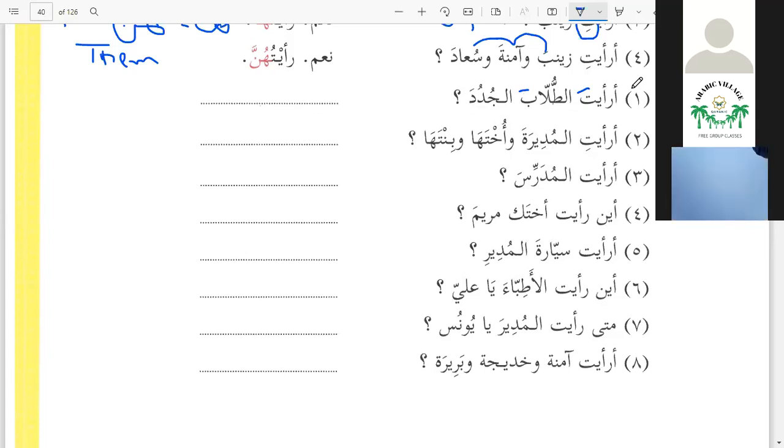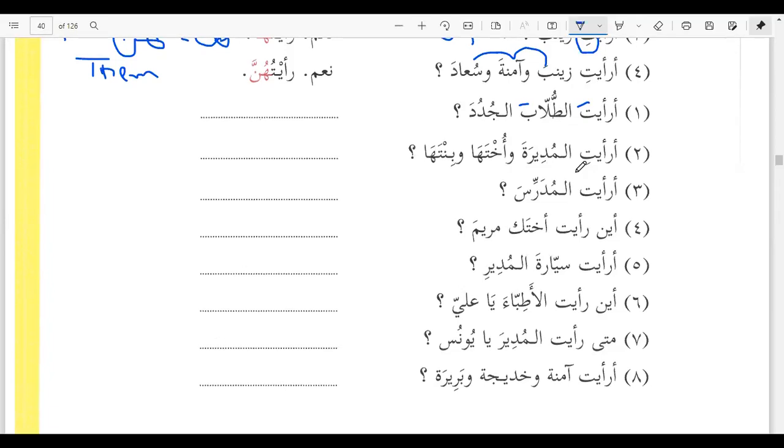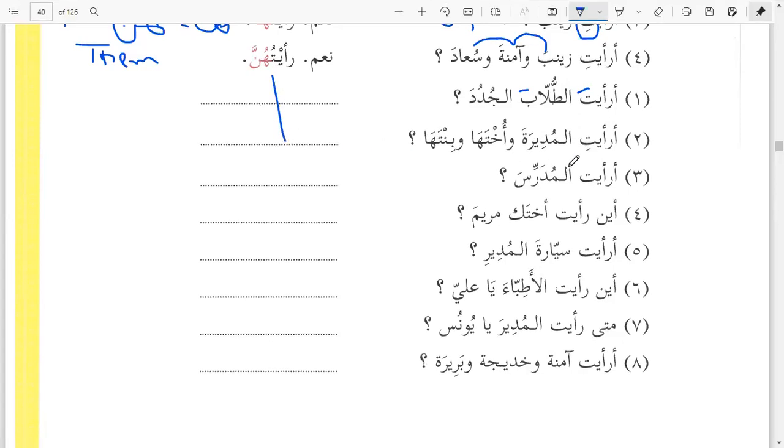Ara'ayti al-mudirata wa ukhtuha wa bintuha. Na'am ra'aytuhunna. Okay. Ara'ayta al-mudirata wa ukhtaha wa bintaha. So it will be Naam ra'aytuhunna. So this will be the answer here.